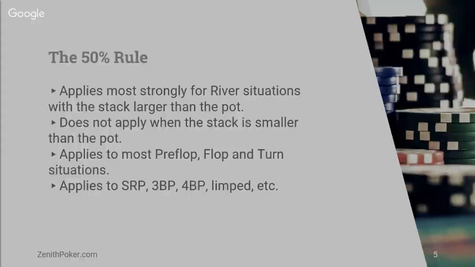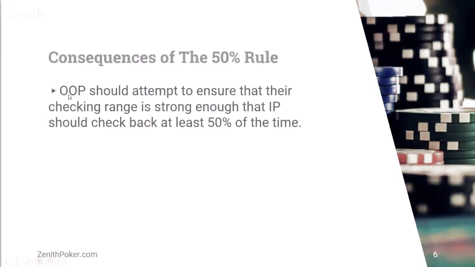So, some consequences of the 50% rule. The out-of-position player should make sure that the checking range is strong enough so that the in-position player has to check back at least 50% of the time.